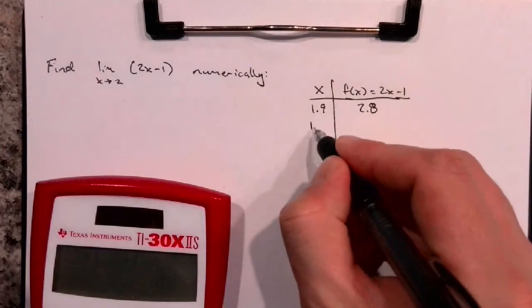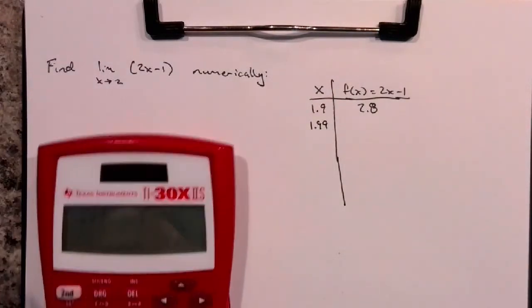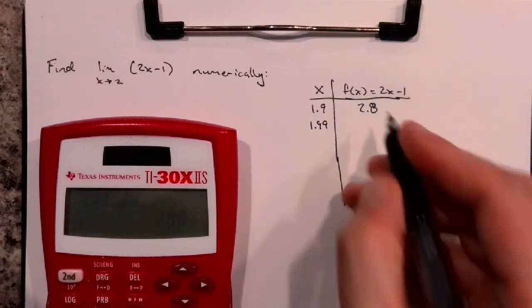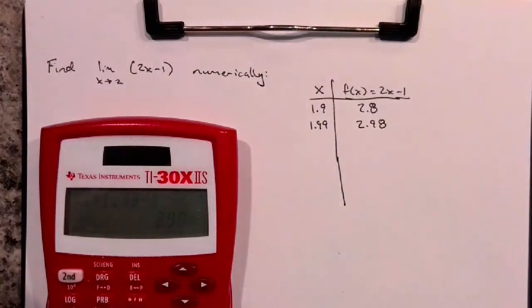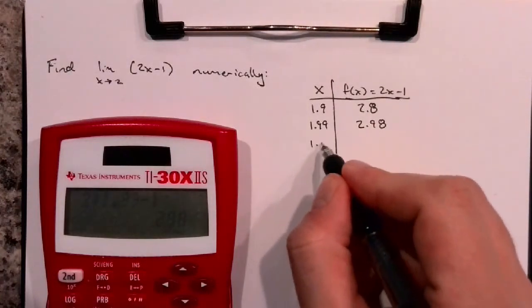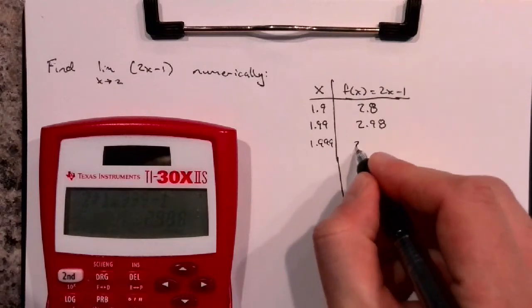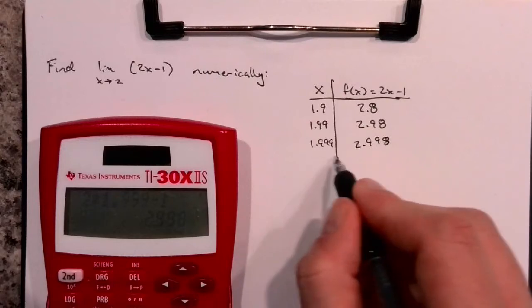Let's see what happens if you put in 1.99. Then we would have 2 times 1.99 minus 1. So we're getting closer to 2, and the y value becomes 2.98. What if we were to put in 1.999? 2 times 1.999 minus 1 gives us a y value of 2.998.